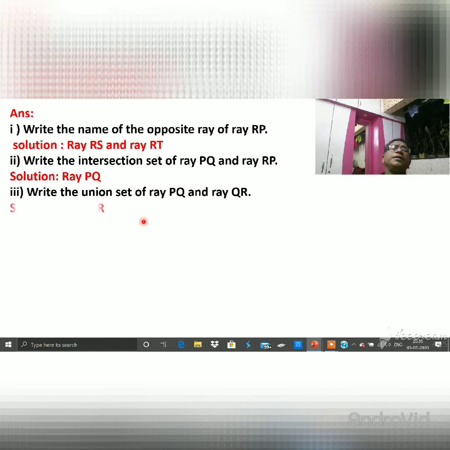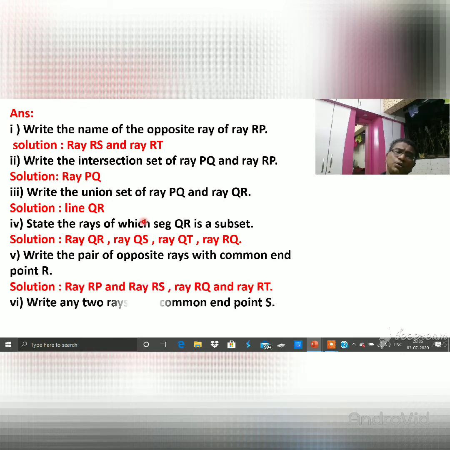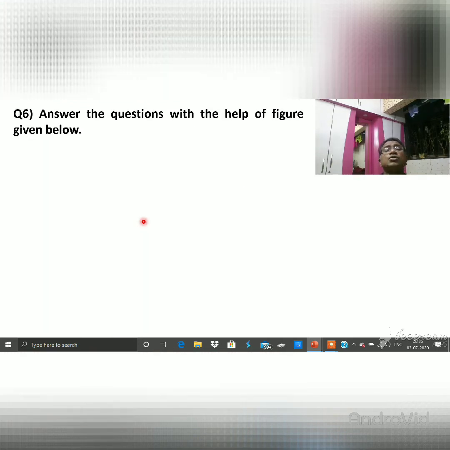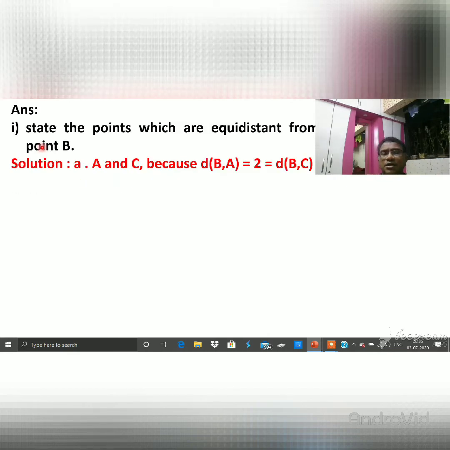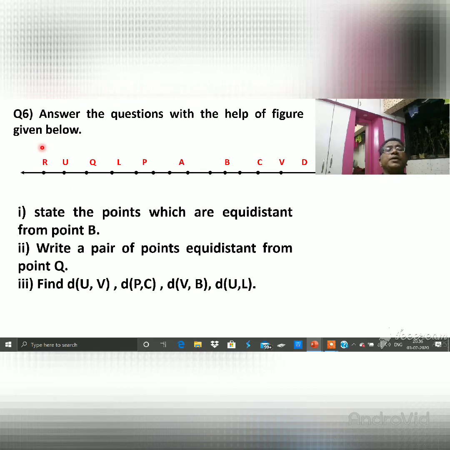Okay. Then we are going to see problem number 6, and it is the last problem you are going to see in this lecture. This exercise is also completed. Problem 1.2: Answer the questions with the help of the figure given below. With the help of the diagram, you can write the answers to the questions they ask. So see, this is the number line that is given to you.